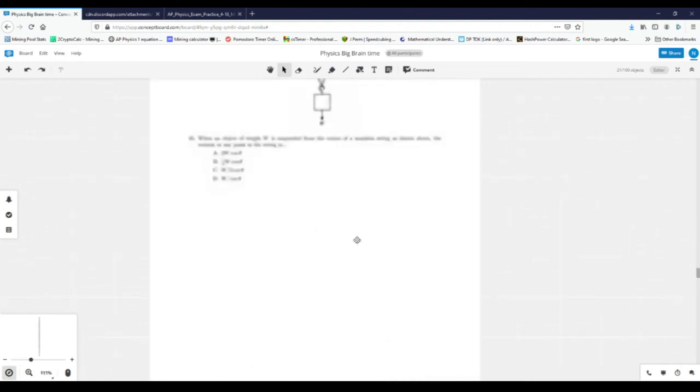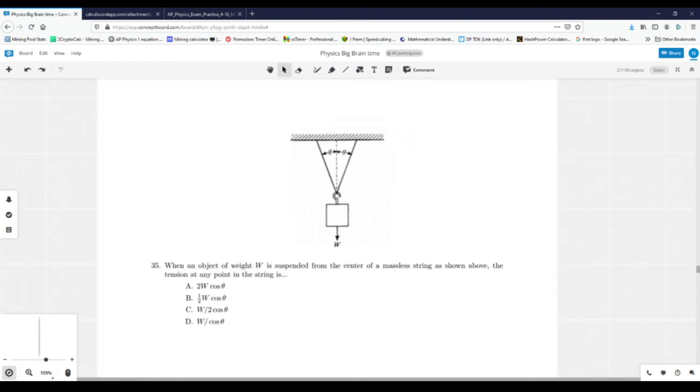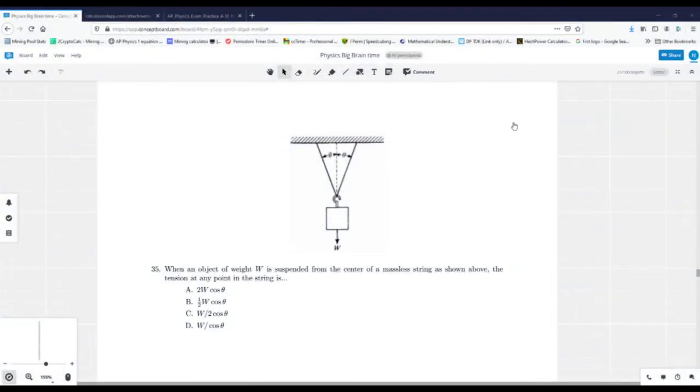I literally only know kinematics. This one is so hard. It is an extremely hard question. Okay, yeah, solve it. Neil, if you can get this one right, just guess it. You're gonna guess it somehow. When an object of length L is suspended from the center of the mass of the string as shown above, the tension at any point on the string is... B. Nope. I'm crying.